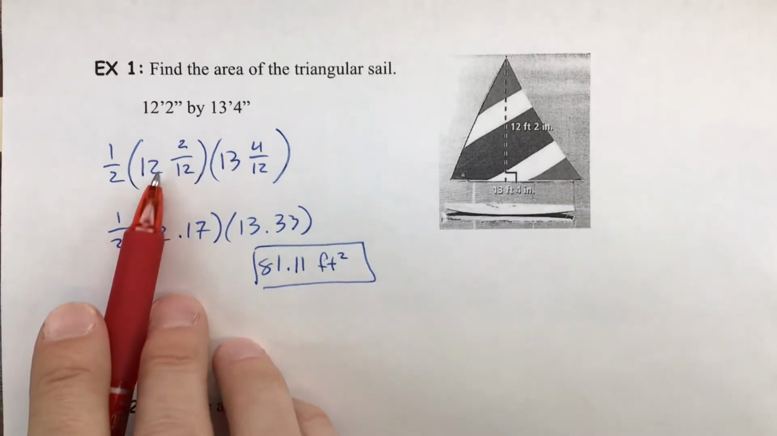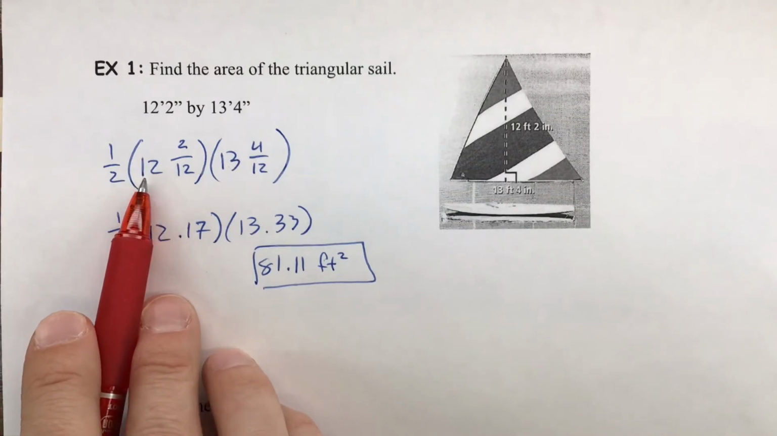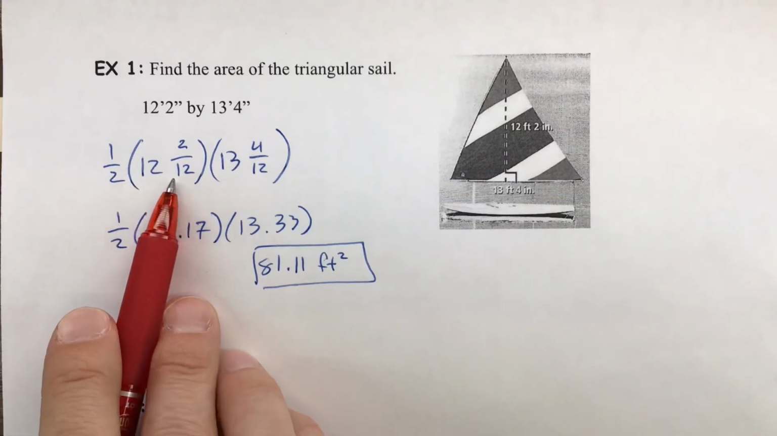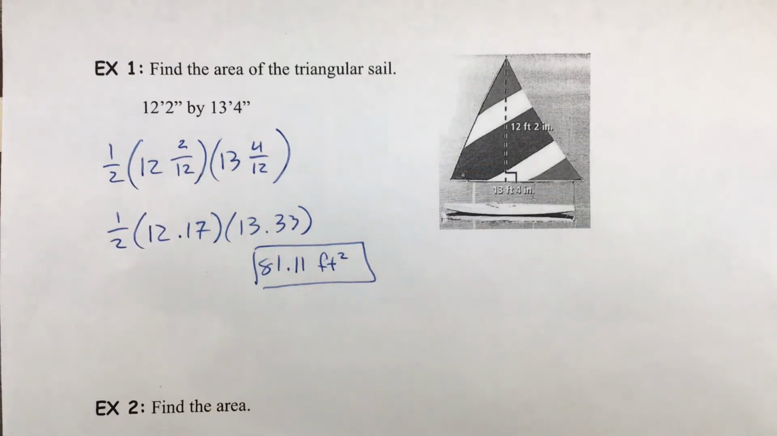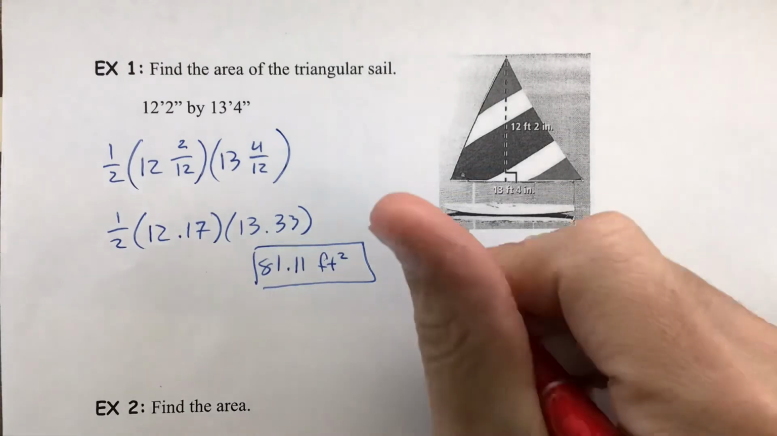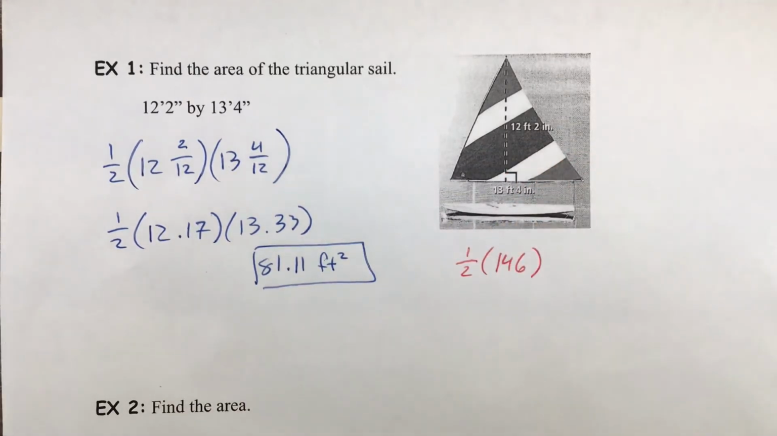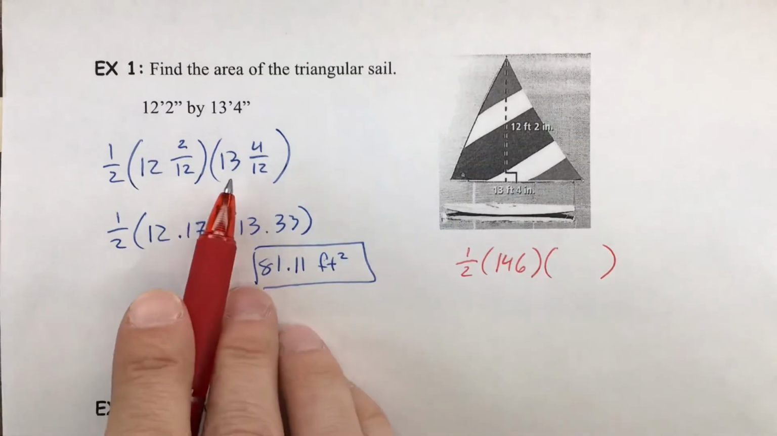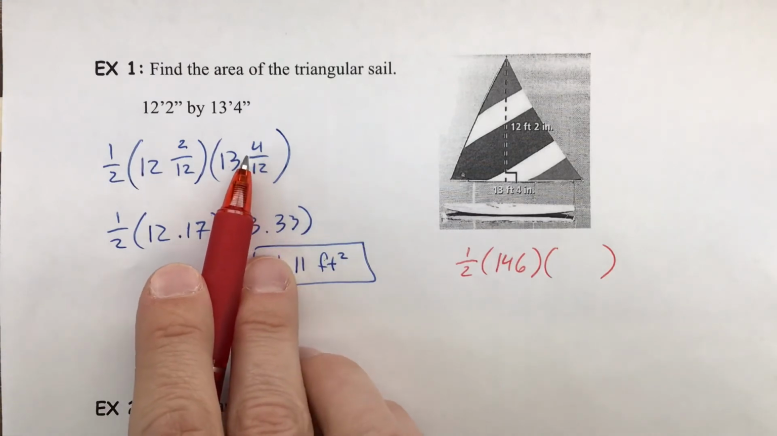To convert the 12 feet 2 inches into inches, what I need to do is first convert the feet into inches. Every foot is going to have 12 inches in it, so I can take 12 times 12, which is 144. 144 plus 2 will give me 146. So that is equivalent to 146 inches. So as an alternative approach, I got 1/2 times 146 inches times, and we'll see what this is, 13 times 12 is 156. 156 plus 4 will give us 160.